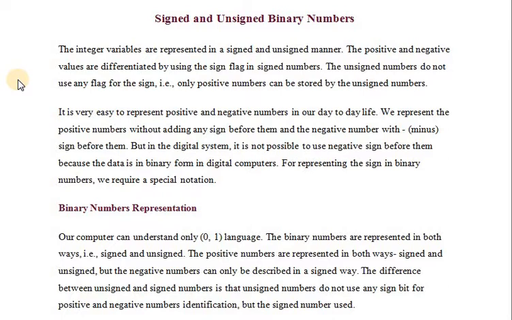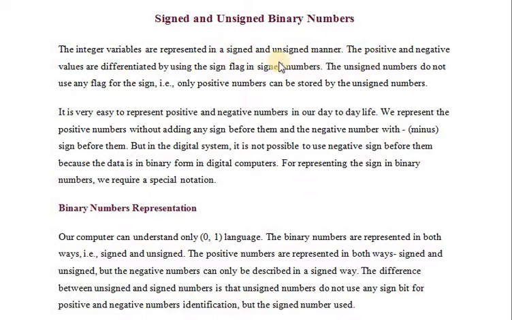Today we are going to see signed and unsigned binary numbers. You know what a binary number is, that is zeros and ones, you call it binary numbers. So for that we are going to represent a sign. It may be a positive number or it may be a negative number. The integer variables are represented in a signed and unsigned manner.